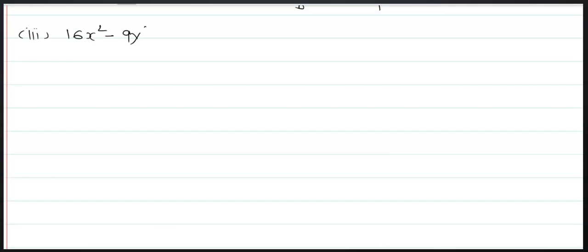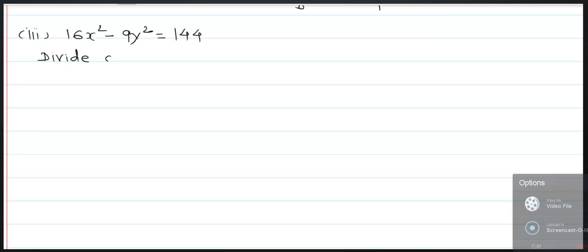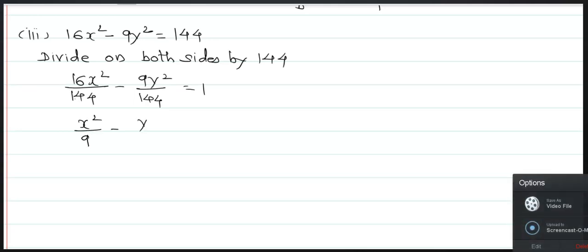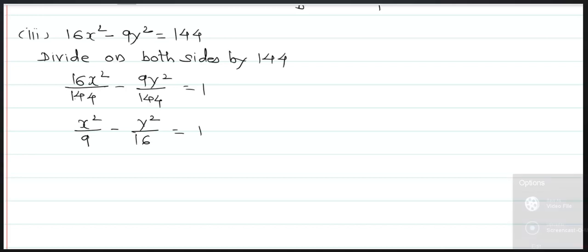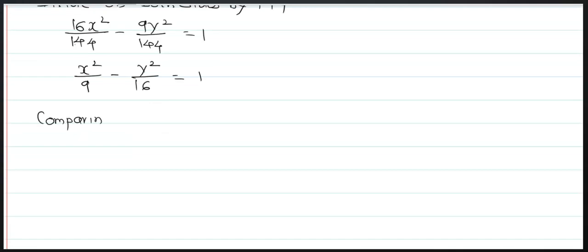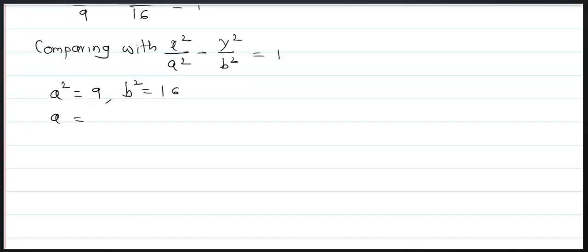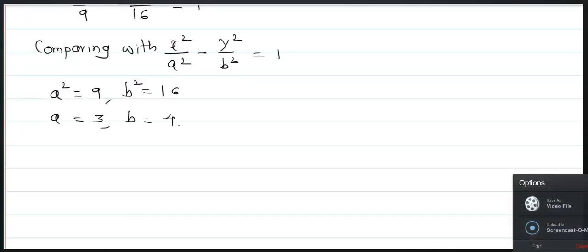Third, 16x square minus 9y square is equal to 144. Dividing on both sides by 144, x square upon 9 minus y square upon 16 is equal to 1. Comparing with x square upon a square minus y square upon b square is equal to 1, a square is 9, b square is 16, a is 3, b is equal to 4.